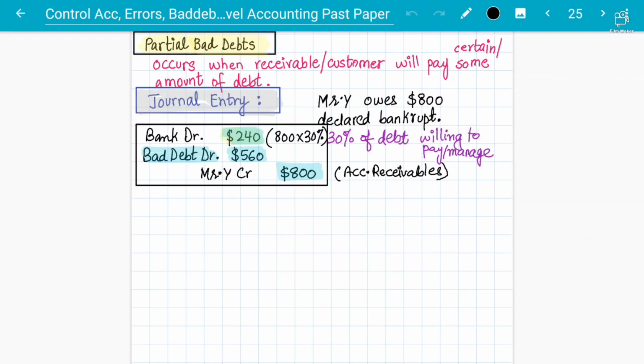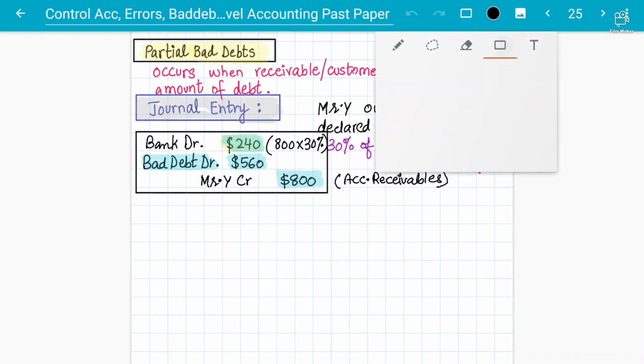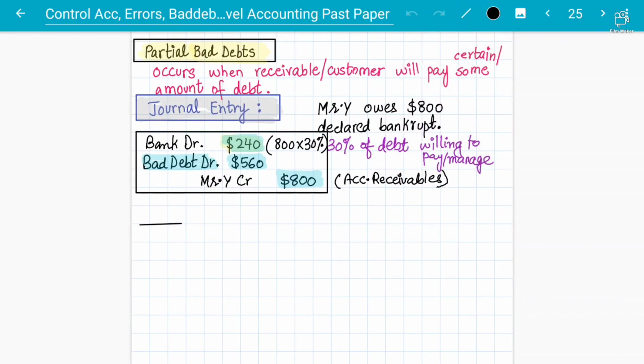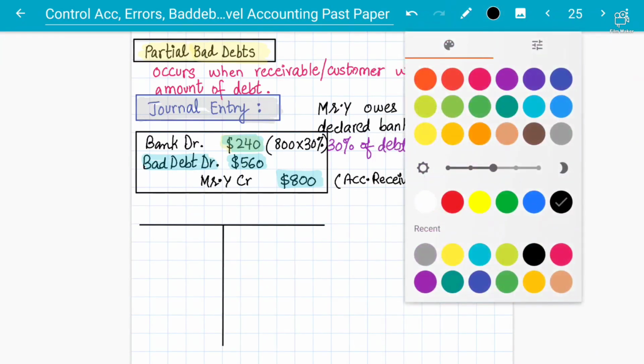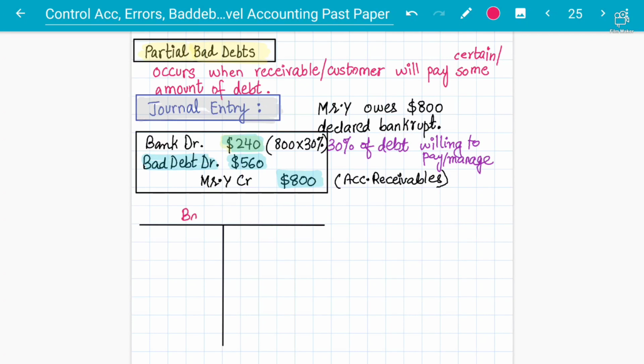Moving forward, students, lecture number 2 on bad debts will talk about how you make the T account of the bad debts, because you have already done the journal entries now. So let's talk about how you make the bad debts T account if they ask you, and in some cases they will definitely ask you to make the T account of bad debts.